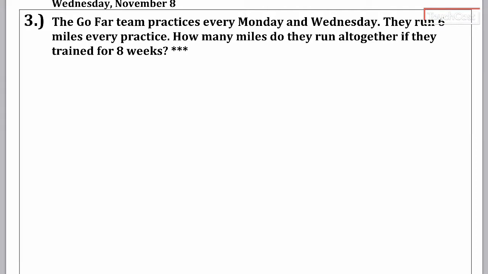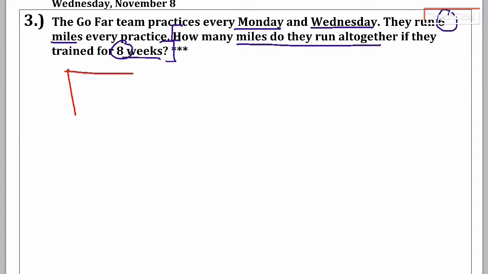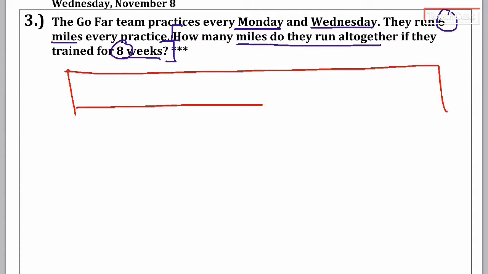So the Go Far team practices every Monday and also Wednesday. They run 6 miles every practice. So the question asks, how many miles do they run all together if they train for 8 weeks? Oof. All right. So I think the easiest thing to do would be to draw out what's happening. Okay. So we have the Go Far team. They're practicing every Monday and Wednesday. So they have Monday, Wednesday.